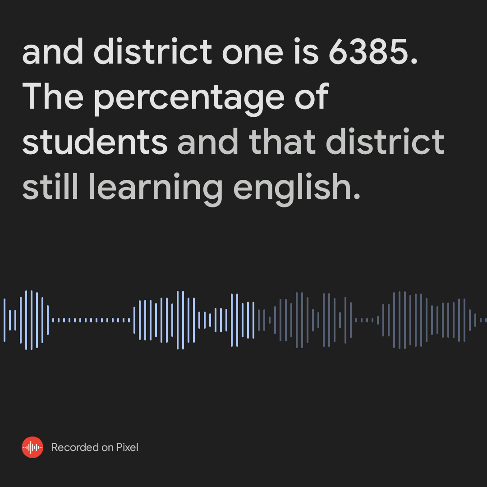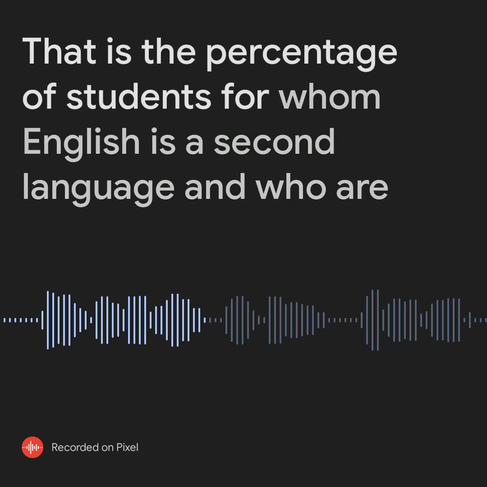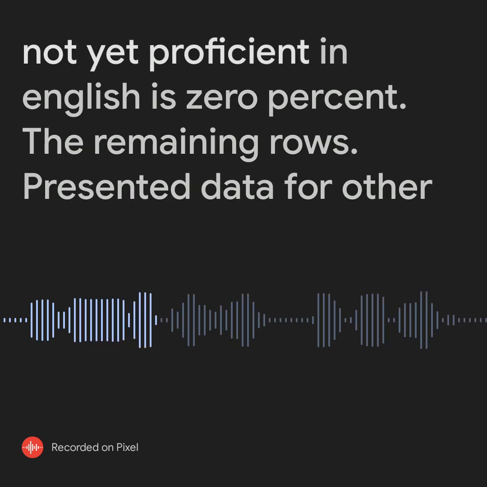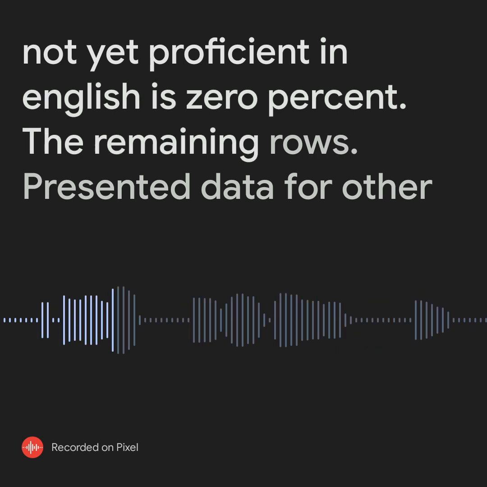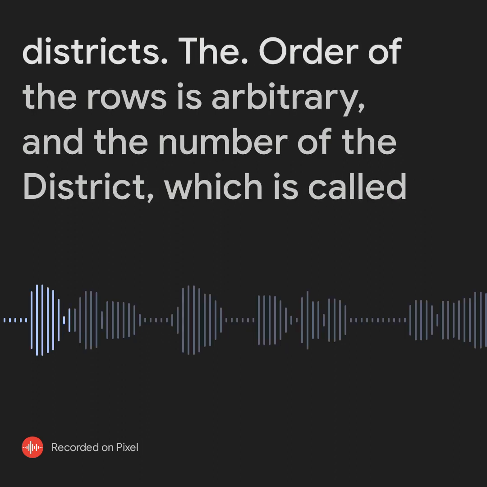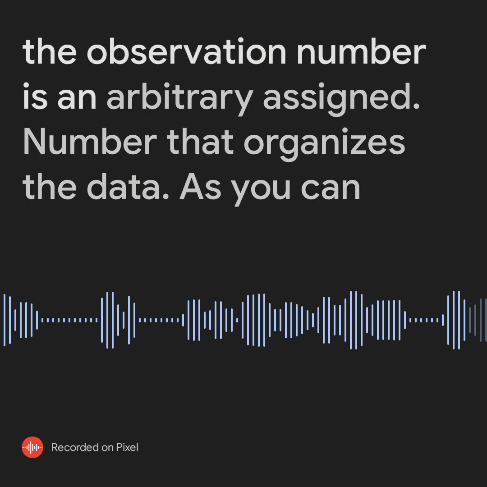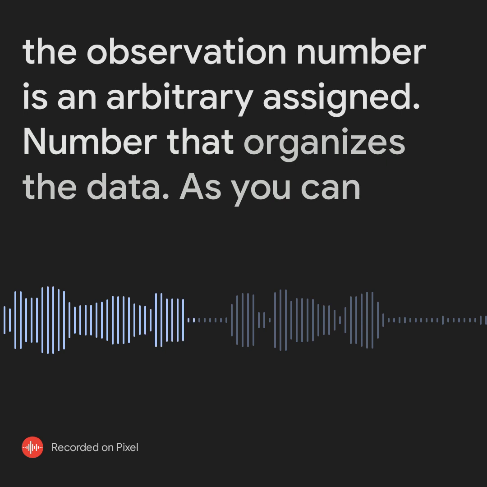The percentage of students in that district still learning English, that is, the percentage of students for whom English is a second language and who are not yet proficient in English, is 0%. The remaining rows present data for other districts. The order of the rows is arbitrary, and the number of the district, which is called the observation number, is an arbitrarily assigned number that organizes the data.